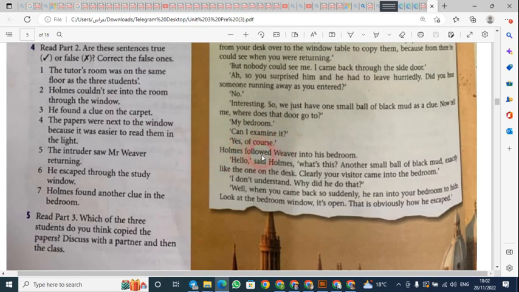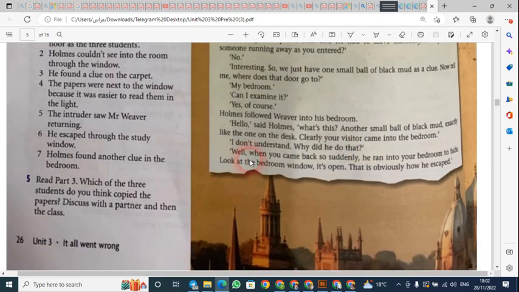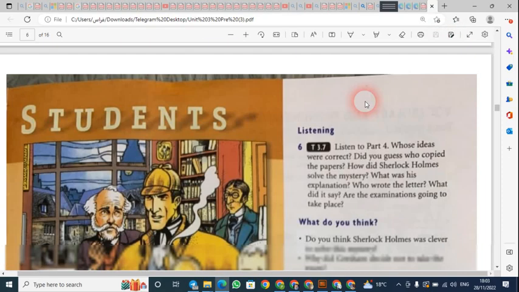"Yes, of course." Holmes followed Weaver into his bedroom. "Hello," said Holmes. "What's this? Another small ball of black mud, exactly like the one on the desk. Clearly your visitor came into your bedroom." "I don't understand. Why did he do that?" "Well, when you came back so suddenly, he ran into your bedroom to hide. Look at the bedroom window. It's open. That is obviously how he escaped."